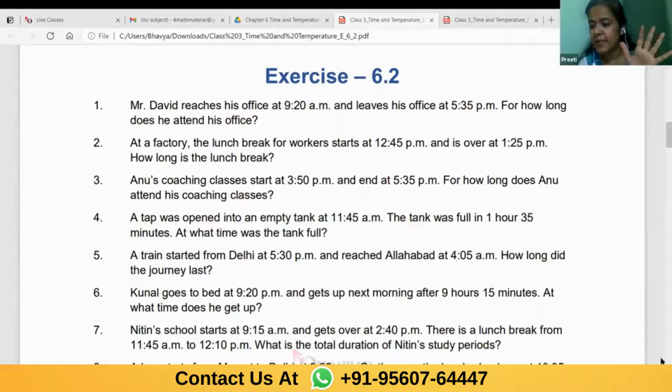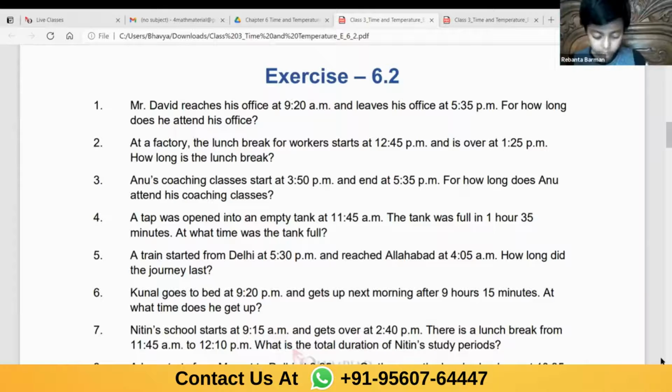See, this question will be done in 2 steps. First, you have to find out the duration between 9:15 AM and 2:40 PM. You have to calculate the total duration. Then calculate the time given for the break, 11:45 AM to 12:10 PM. How many minutes break is there? You have to subtract the lunch break time from the total time he is spending in the school.